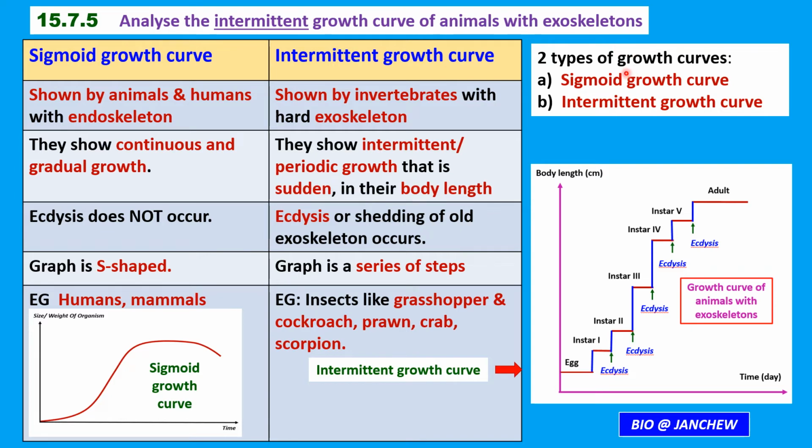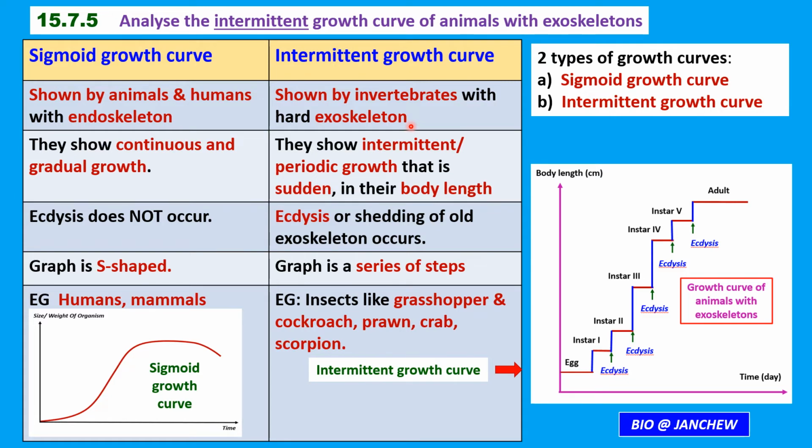So there are two types of growth curves that we are studying here, the sigmoid growth curve and the intermittent growth curve. Now let's look at the differences. The sigmoid growth curve is shown by animals and humans with an endoskeleton that does not hinder growth, so growth occurs continuously until the adult stage. But the intermittent growth curve is shown by invertebrates such as insects and also prawns, crabs and scorpions that have a hard exoskeleton which hinders their growth.